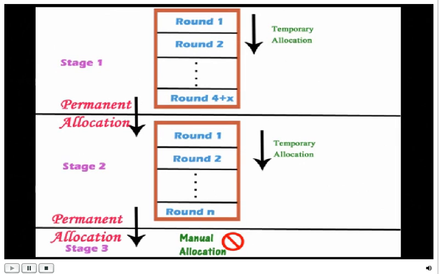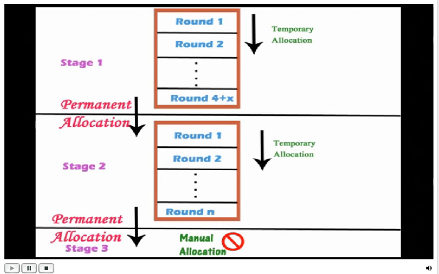As you can see in this diagram, the entire allocation process takes place in a maximum of 3 stages. Each of these stages has multiple rounds inside them. So let's look at how these stages are organized. Let's look at stage 1. Stage 1 is where the bidding process begins, and it has multiple rounds. The number of rounds will be communicated to you on the day of the bidding itself.